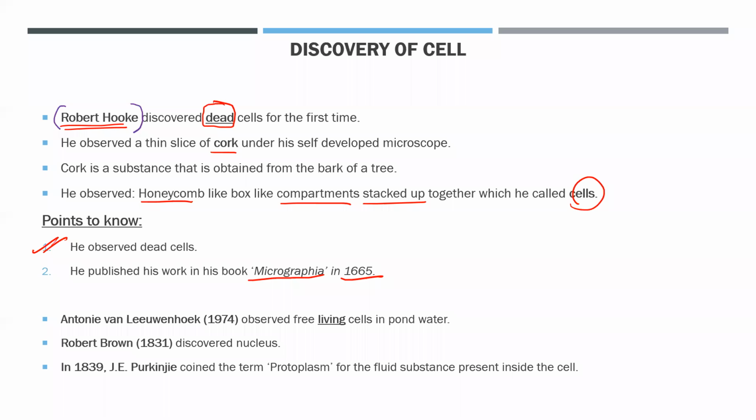Then the next point says that the living cells were discovered by Anton von Leeuwenhoek. Now, this particular scientist observed the free living cells for the first time. I told you this in the class also, that Anton von Leeuwenhoek observed living cells for the first time. So if the question asked is, who observed the cells for the first time? Now you're not told dead or living. What will be the answer?